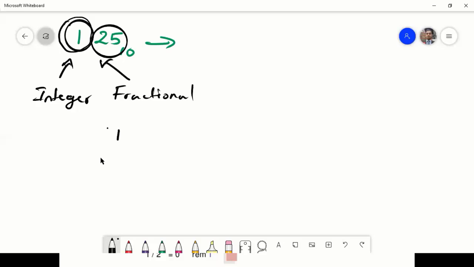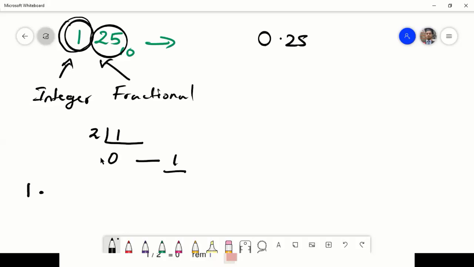So you have to divide this by 2. So 1 cannot be divided by 2. So it will be 0 and the balance is 1. Right. Now for the integer part, we have got 1. Let's keep this 1. Now we will take this fractional or decimal part, that is 0.25.